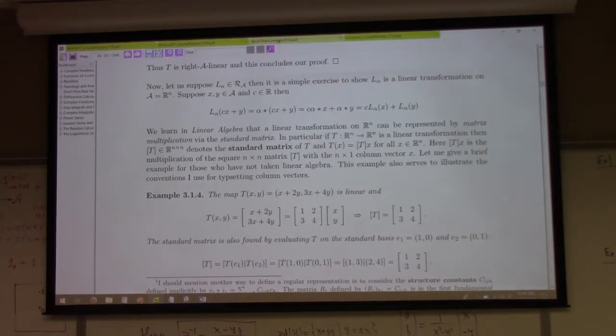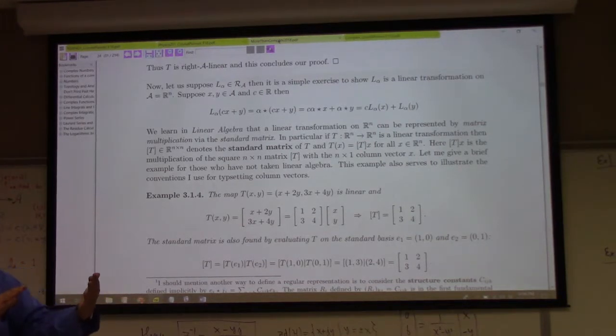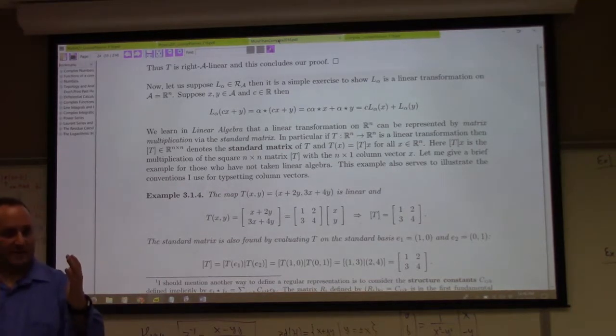Now the beautiful thing is, in linear algebra, we learned that any linear mapping from Rn to Rn has a formula in terms of matrix multiplication. In fact, that's an if and only if. A mapping from Rn to Rn is a linear map if and only if its formula can be written as a matrix multiplication, an n by n matrix, which is a box of numbers, times a column vector. And more than that, that matrix has a name. It's called the standard matrix.